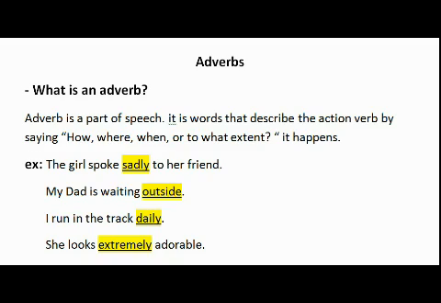Example number 2, my dad is waiting outside. So outside here is also an adverb. It describes where my dad is waiting for me.